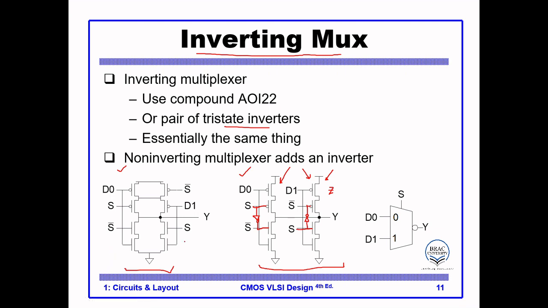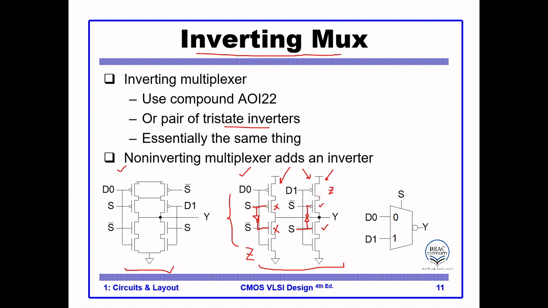We can see that if S is 1, then this PMOS will be turned off, and similarly this S bar will be 0 and this NMOS transistor will be off. So this tri-state buffer will be in the Z state, meaning this device will be in the floating state from the output Y. But if S is 1, then this NMOS will be conducting, turned on, and this S bar will be 0 and this PMOS will turn on.